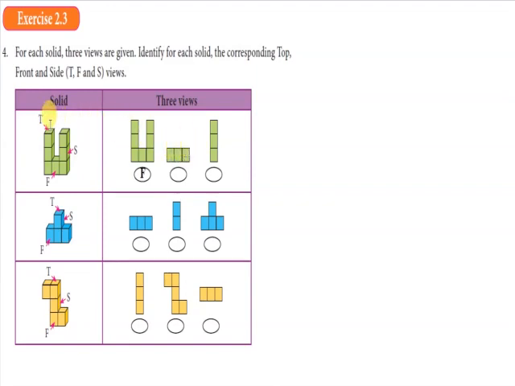So here we write this one as top, right? So we just write FTS.